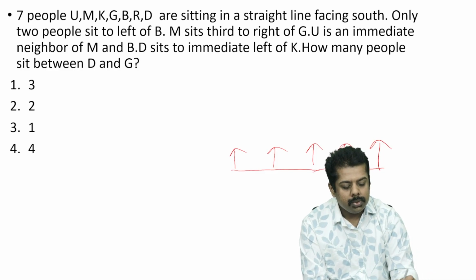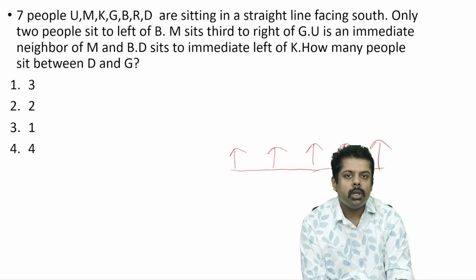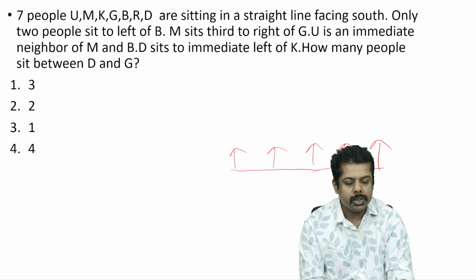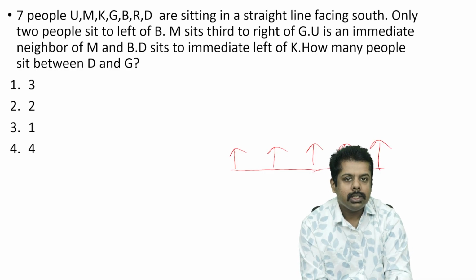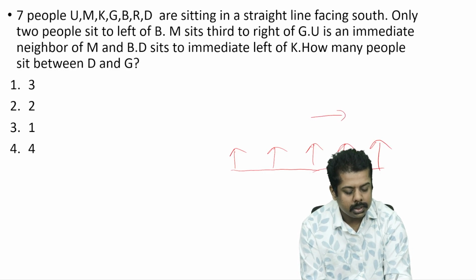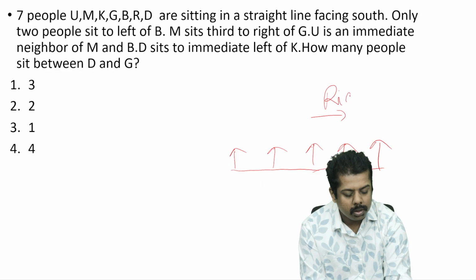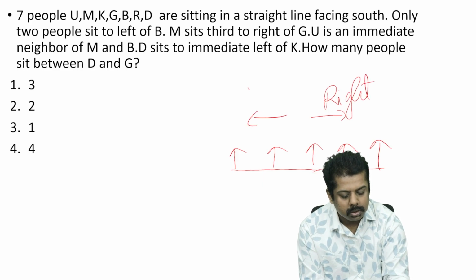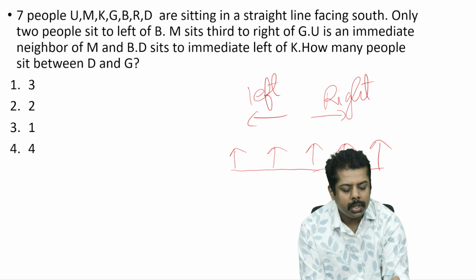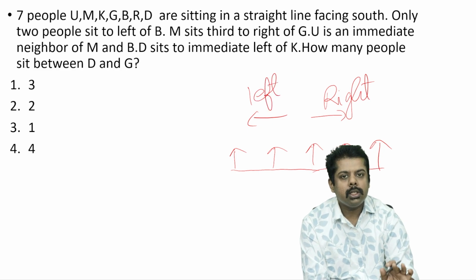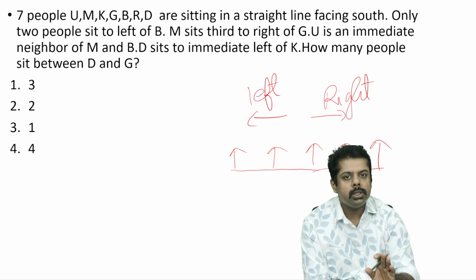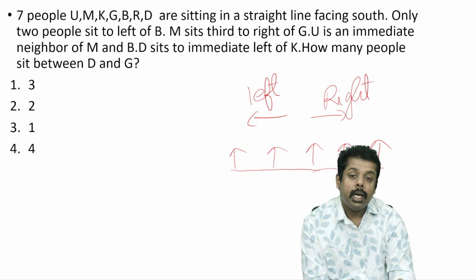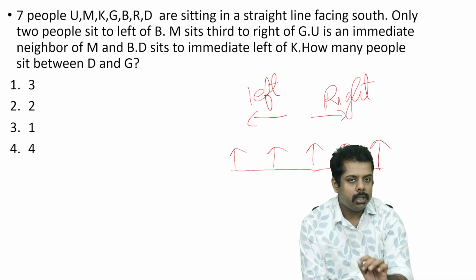Now if they are facing the north direction, we just need to know the right and left. The right direction is towards this side, and left is towards the opposite, the normal right and left. So when we are facing north, towards the east we have the right, and towards the west is the left portion.